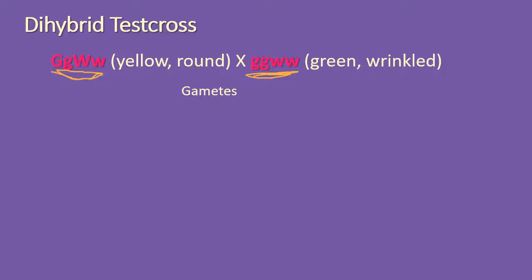So the possible gametes that can get formed, over here we've got all 4 of those possible gametes. Over here, you can write it out 4 times for your Punnett square, but there's really only one type of gamete that's going to get produced, and that's that because there's only recessive alleles. So it's all going to be lowercase g, lowercase w.